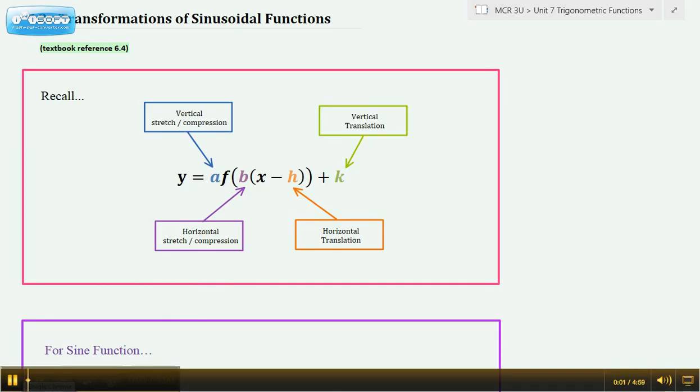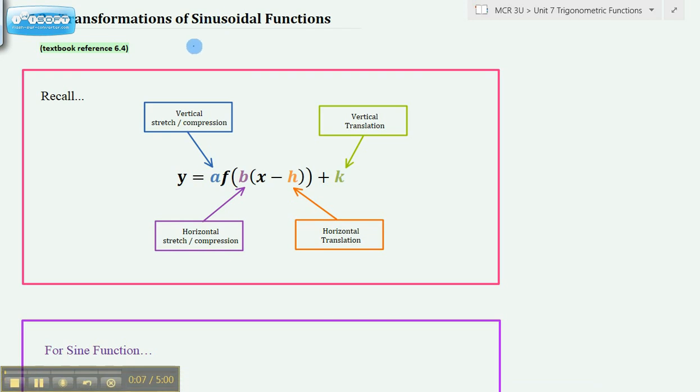Hello class! Today we're going to look at transformations of sinusoidal functions. So let's recall what a function looks like. The general form of a function is y equals f of x. In this unit you are learning the sinusoidal functions. One of them is y equals sine of x. The other is y equals cos of x.